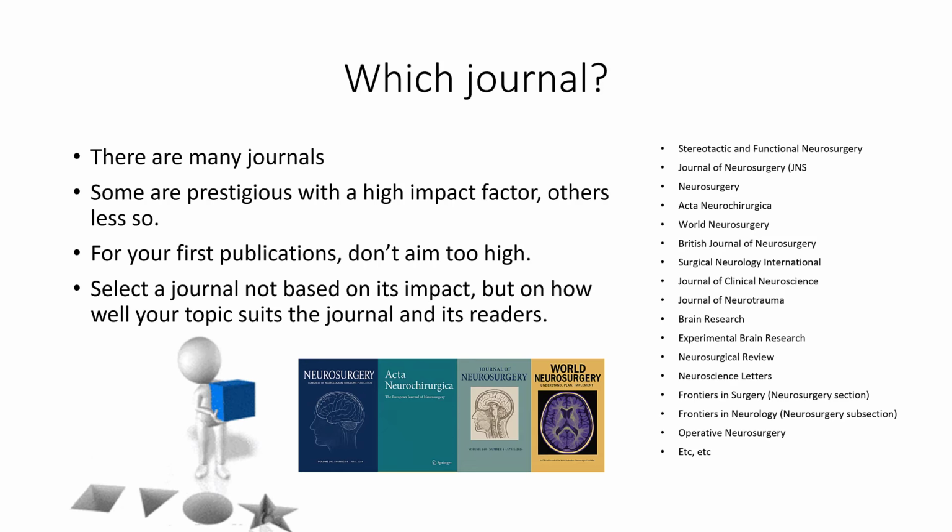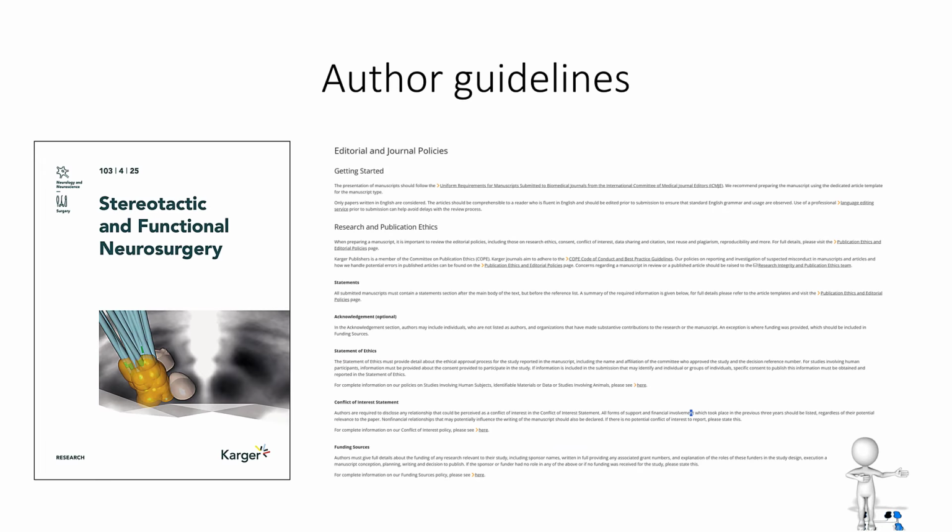There are many journals out there. Some are prestigious with a high impact factor and others less so. For your first publications, don't aim too high, but at least make sure that you can find a journal on PubMed, and select a journal not based on its impact, but on how well your topic suits the journal and its readers. All these journals differ, and you will find detailed information about how you should write your manuscript on the web pages in author guidelines or instructions for authors.